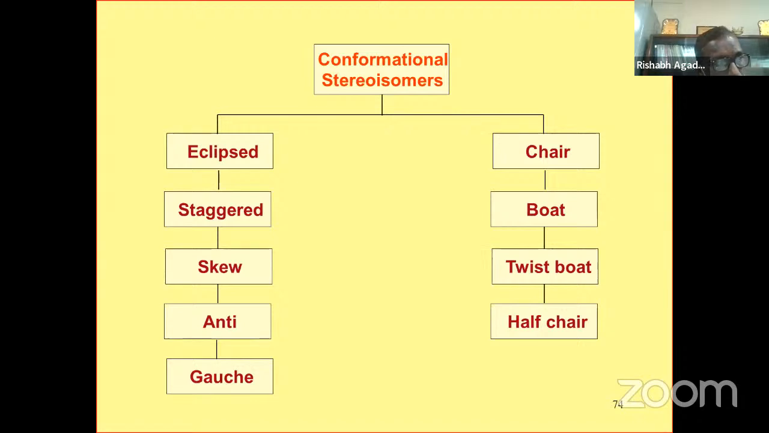If it is in the boat form, representing cyclohexane, the molecules coming together will have steric hindrance, repulsion, and it will try to stabilize itself and get interconverted into the chair form. I have already mentioned chair is stable. We are sitting on a chair because it is stable. But if you sit in a boat, it will be unstable. Twist boat, half chair, all these are conformational stereoisomer forms.